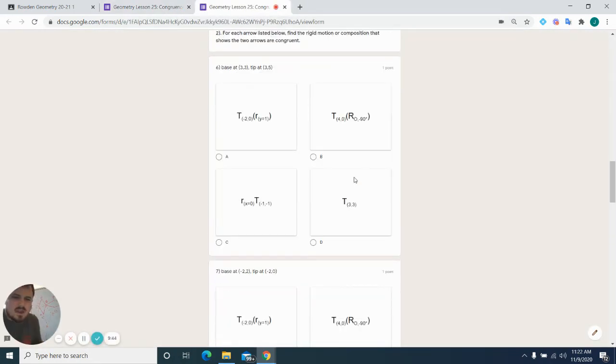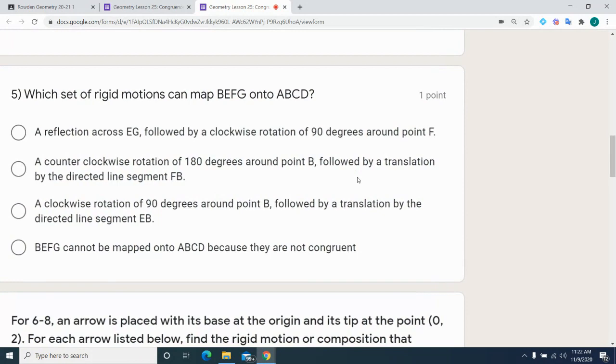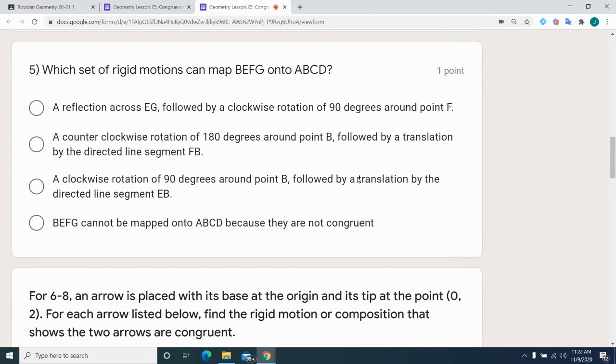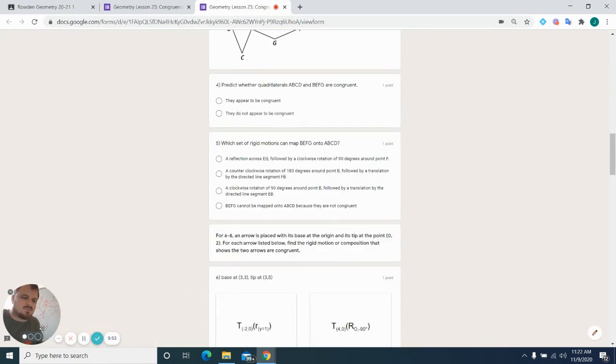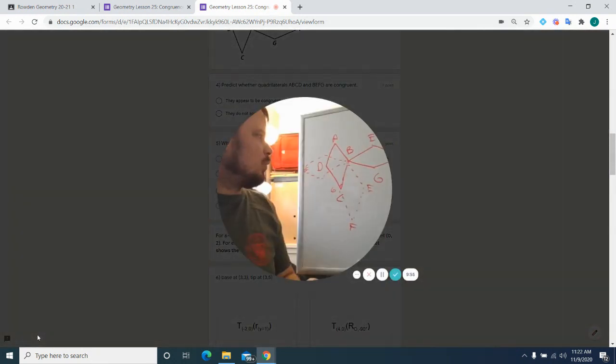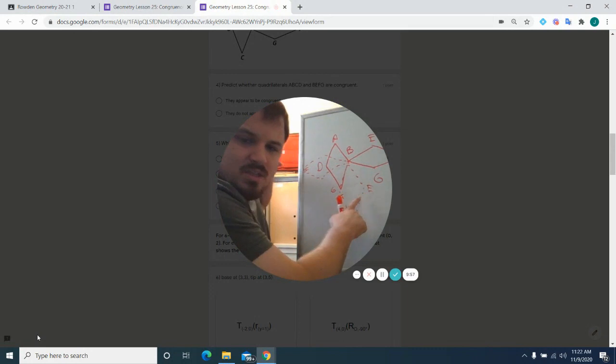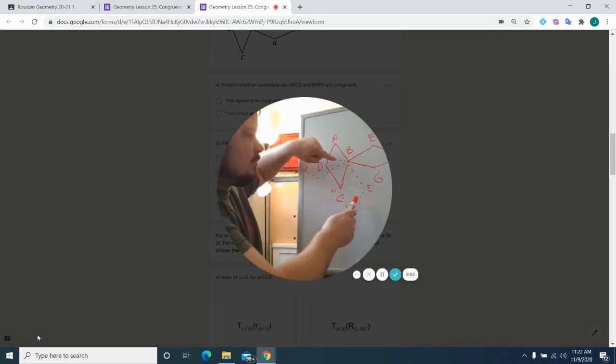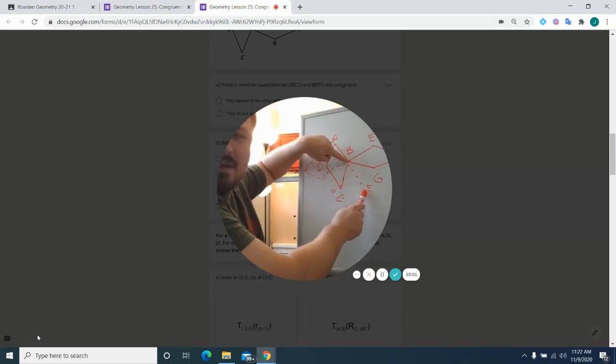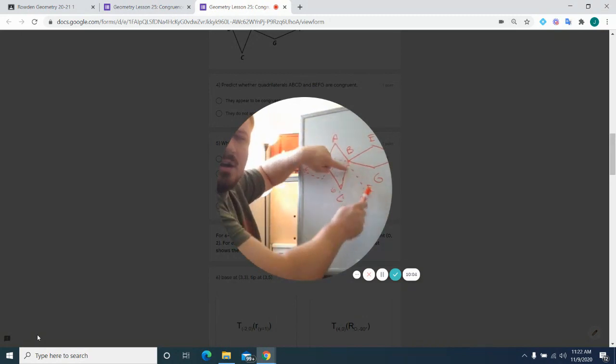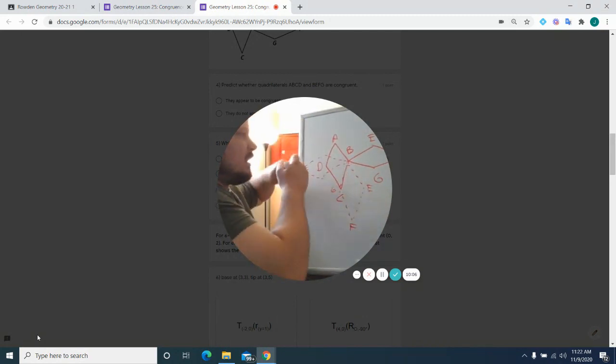Let's try this now. So now it's going to say EB. So now we do a translation by the directed line segment EB. So this will actually get us where we want to go. We're going to take this thing we have down here and move it by the distance of EB, which would be this distance right here. So move this to right there.